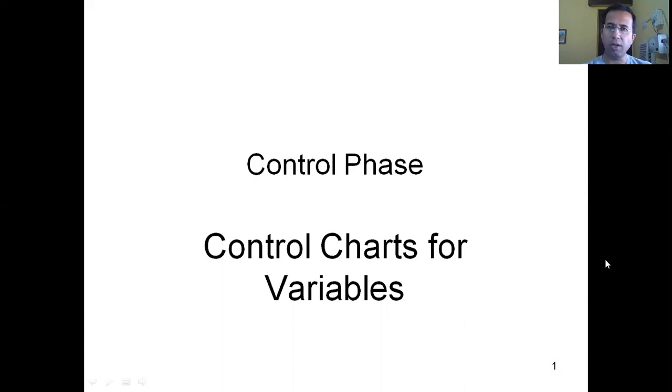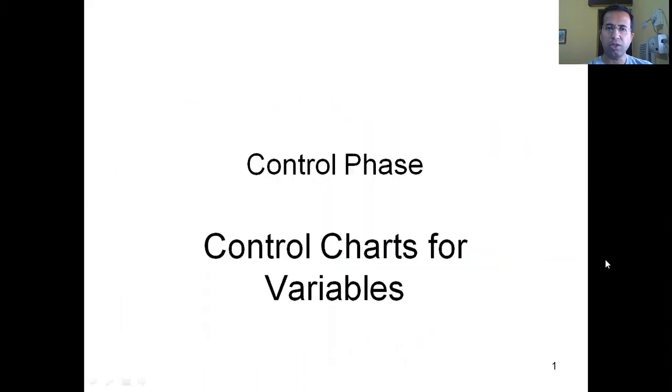So control over here basically means statistical control, where you want to predict the output of the process with certain confidence.